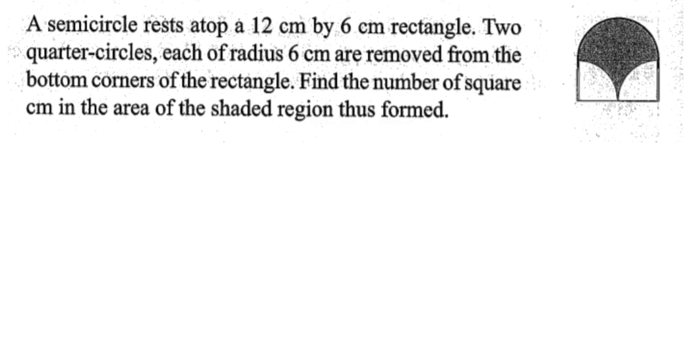So here's a question. A semicircle rests atop a 12 centimeter by 6 centimeter rectangle. Two quarter circles, each of radius 6 centimeters, are removed from the bottom corners of the rectangle. Find the number of square centimeters in the area of the shaded region thus formed. You may want to pause for a moment and see if you can work that through without my help.